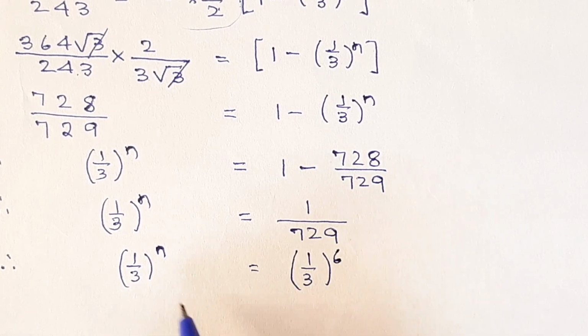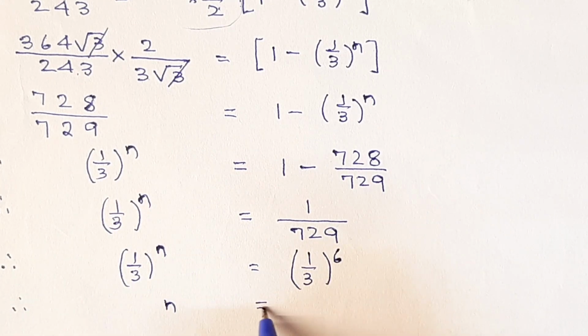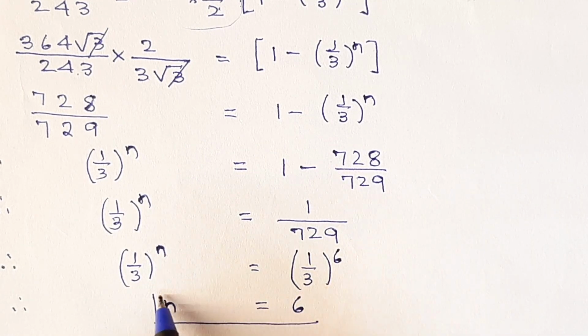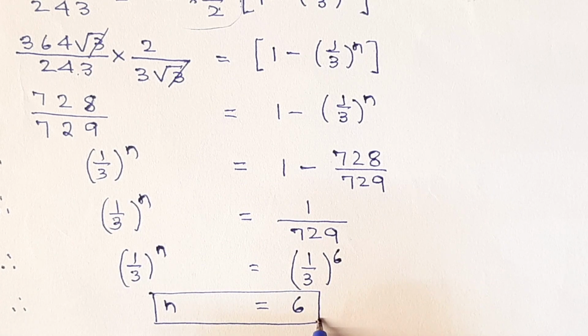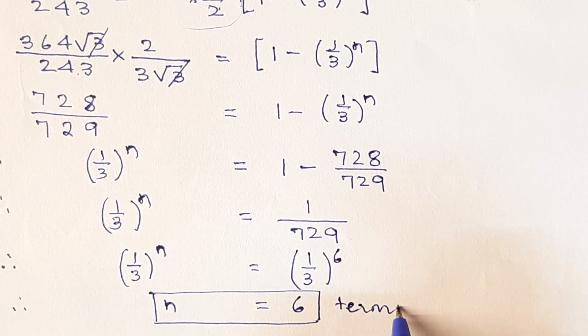Now, can we see that the bases are the same? So the exponents must be equal. So we'll say therefore n is equal to 6 by equating the exponents, as the bases are the same. And so we have how many terms? 6 terms. So we have n equal to 6 terms, and that is our answer.